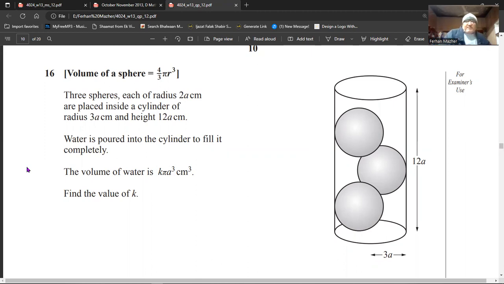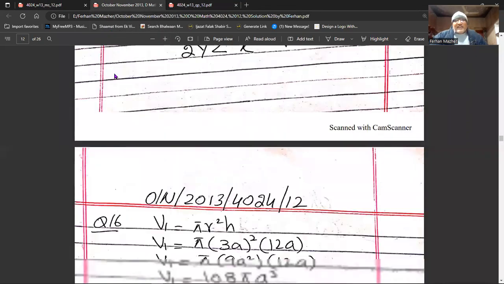Okay, the strategy is very simple. I know the volume of the water which is added there, that is k pi a cube. You see, the volume of the water can be calculated in either way also. Find out the volume of this full cylinder, and that will be pi r square h, where h is 12a and the radius of the cylinder is 3a. And from that, subtract the volume of the 3 spheres. The remaining will be the volume of the water, and that we will make equal to k pi a cube. And from there, I will be able to find out the value of k.